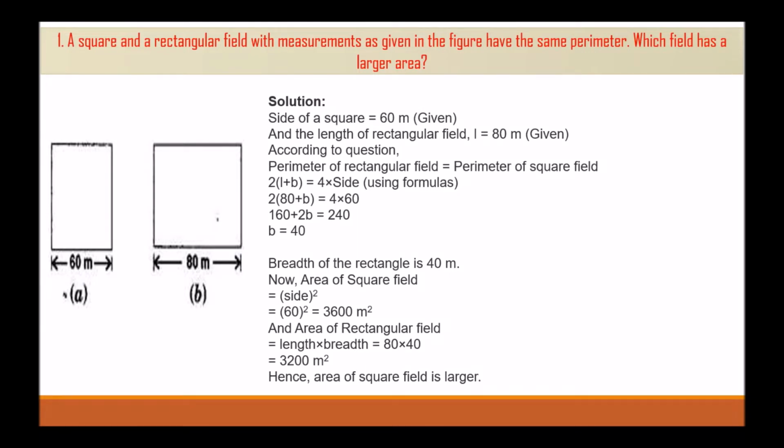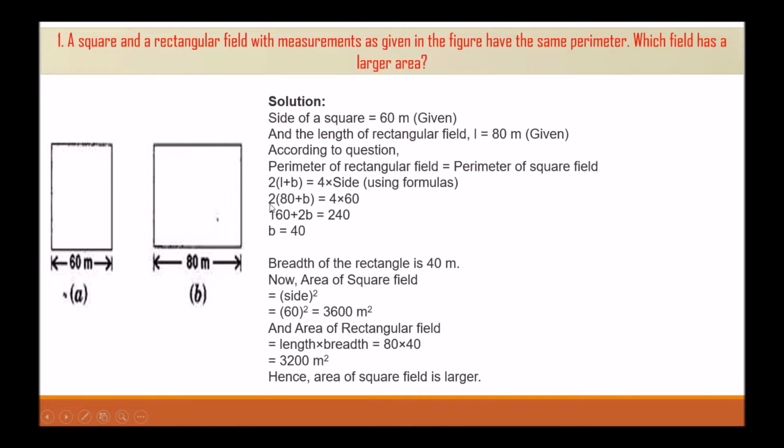So this is the figure given: 60 meter and 80 meter. The side of the square is 60 meter, and the length of the rectangular field, L, equals 80 meter, which is also given in the question. According to the question, perimeter of the rectangular field equals perimeter of the square field, that is 2(L plus B) equals 4 into side, using formulas. So 2(80 plus B) equals 4 into 60.